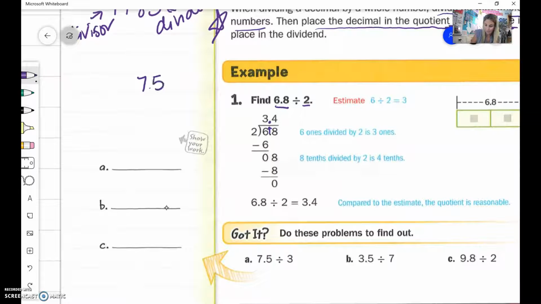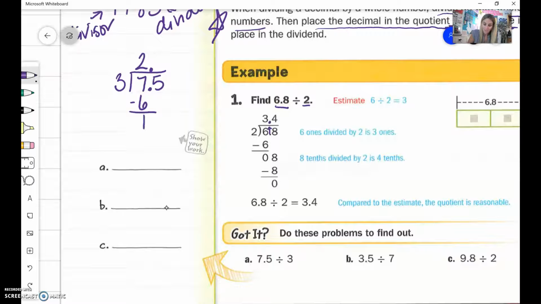Okay, let's take a look at 7 and 5 tenths, which I'm going to come over here. 7 and 5 tenths divided by 3. First things first, since it is a decimal that we're dividing, we're going to move that decimal point above. There's no decimal in the divisor, so I'm just going to move it straight up. Now I'm going to go through each of these like it's a whole number. So 7 divided by 3. I know that it goes in twice. So 2 times 3 is 6. And I'm going to subtract.